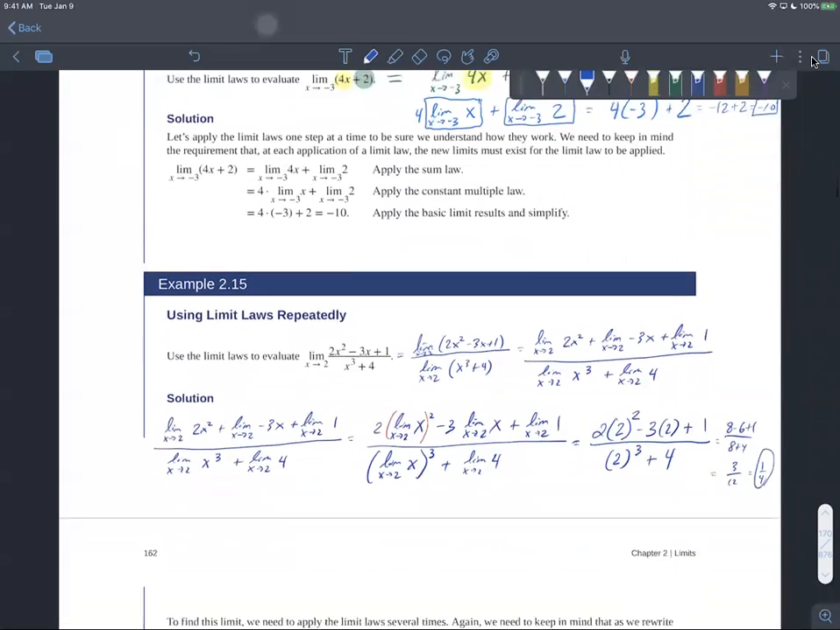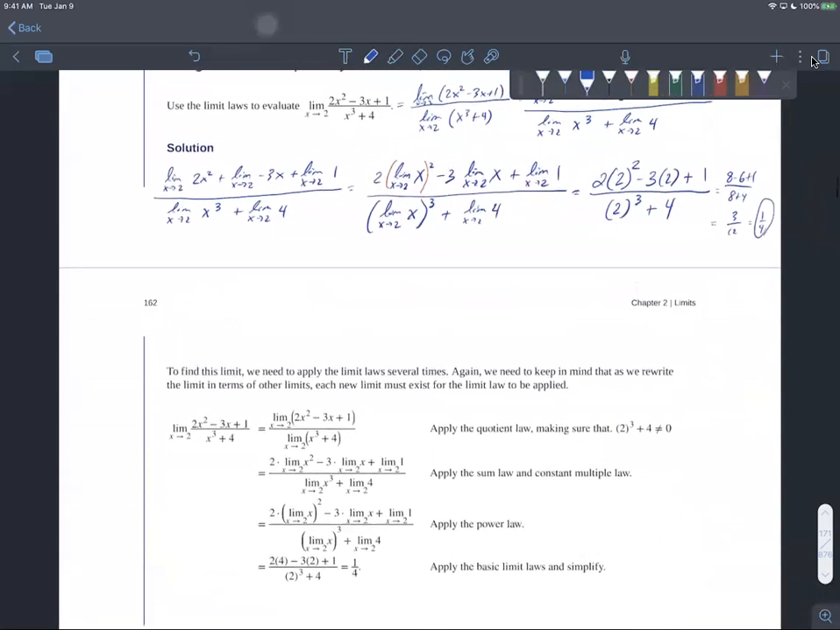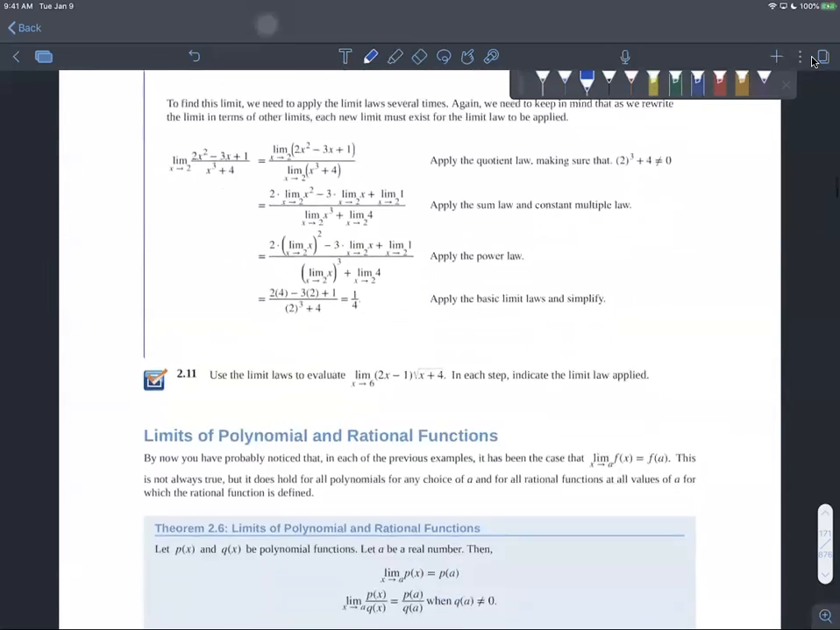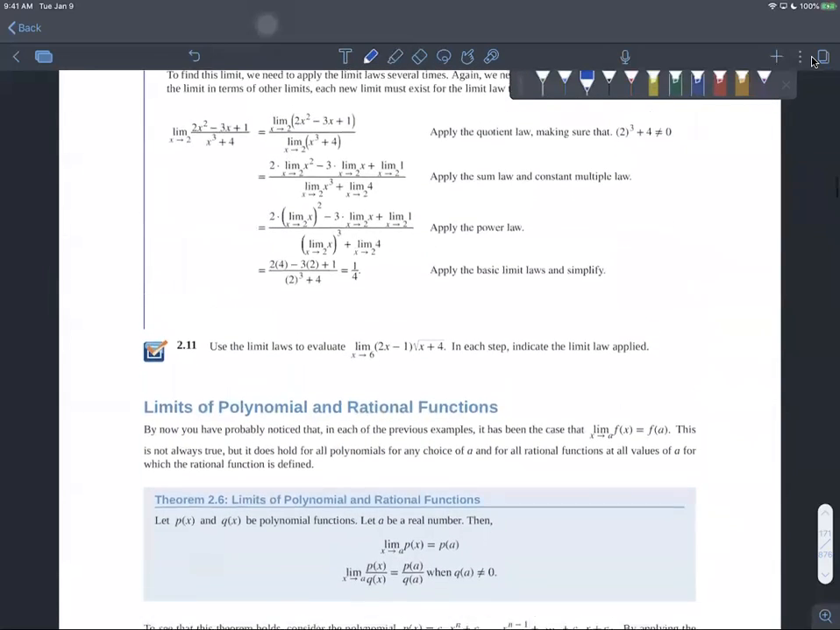Okay, nice. So to find this limit, we need to apply the limit laws several times. Again, we need to keep in mind that as we rewrite the limit in terms of other limits, each new limit must exist for the limit law to be applied. Okay, so we applied the quotient law, which is what we did. Apply the sum law and constant multiple law. Yes, we did that. Apply the power law. Yes, we did that twice. And then apply the basic limit laws and simplify to 1/4. Very good. So the limits of polynomial and rational functions.